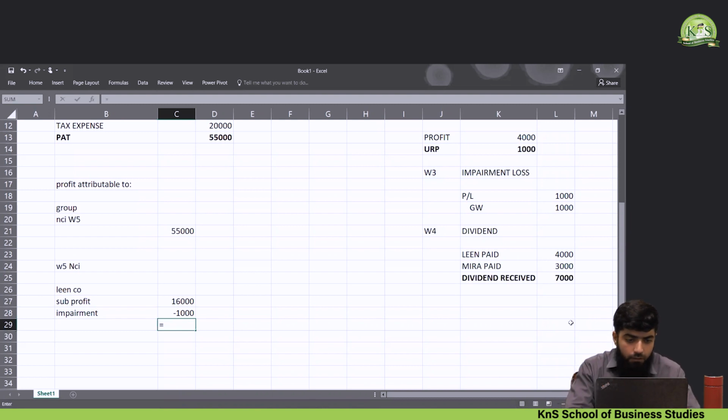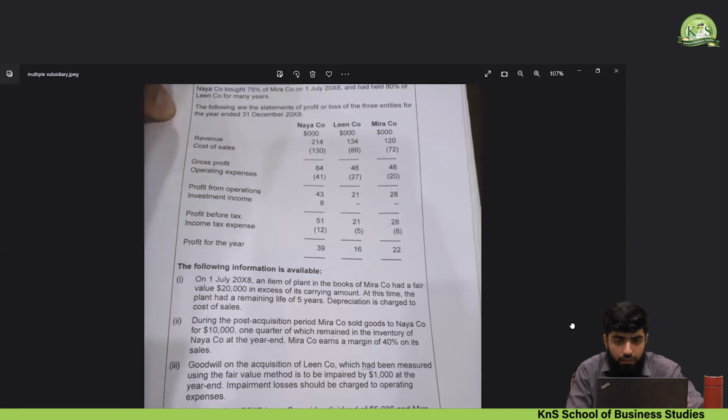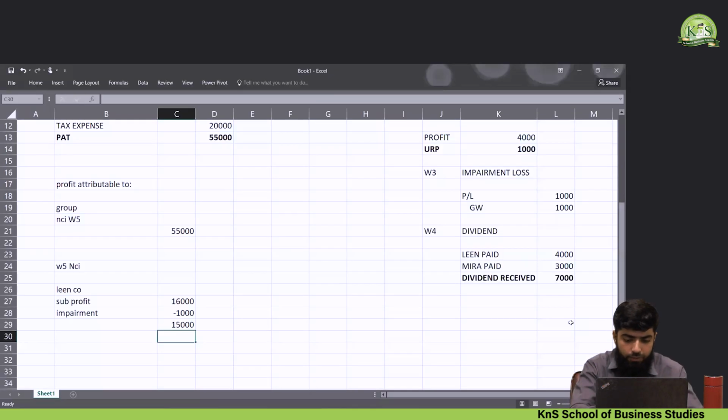So the adjusted profit of the subsidiary company is 15,000, and the percentage we will be applying on Lean company, that is the acquisition, was 80%. Sorry, we will not be taking 80%. We'll be taking what? 20%, as 20% is the NCI. So 20% of 15,000, the NCI of Lean company, is 3,000.